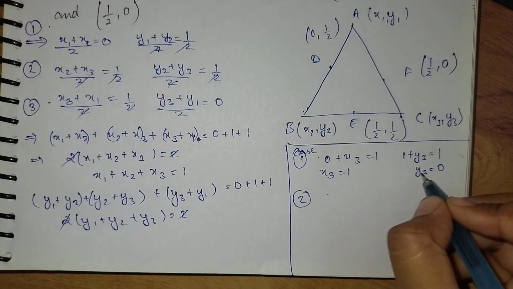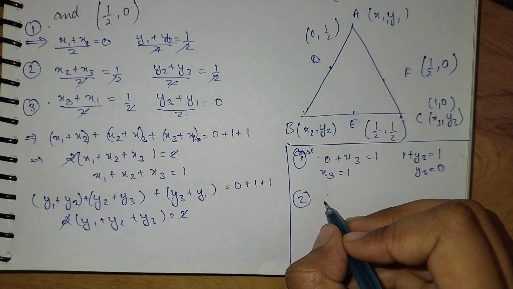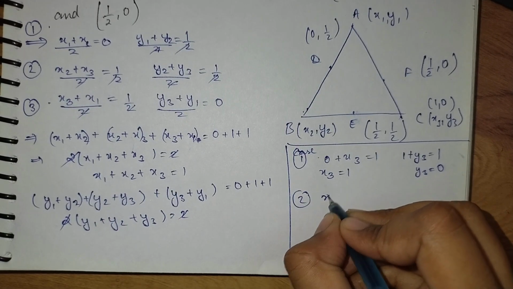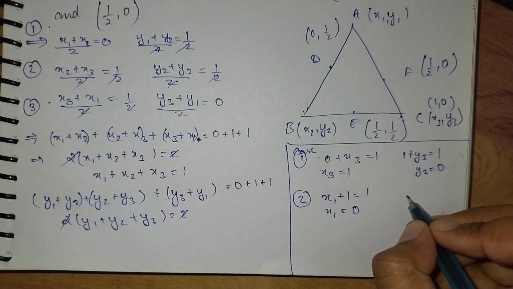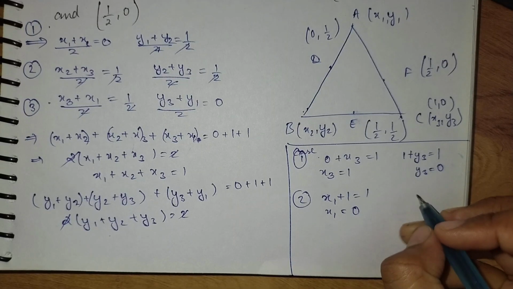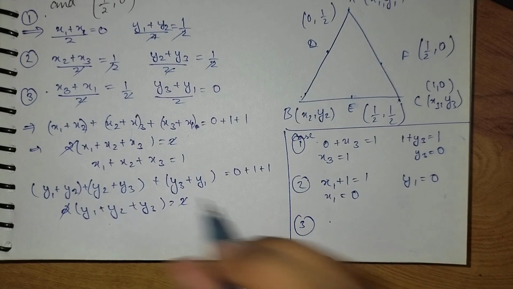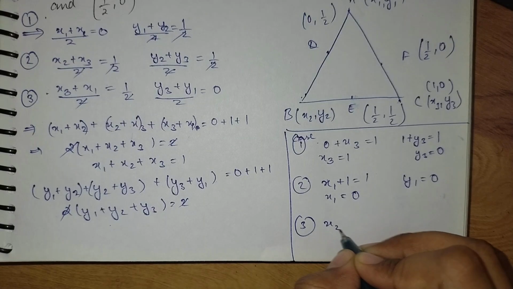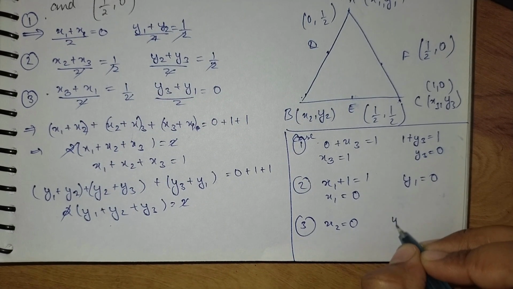Second case is this: we have found the coordinates of point C, which is 1 comma 0. And if we write the second case where x2 plus x3 is 1, if we put 1, x1 plus 1 equals 1, so x1 will become 0. And like this, y2 plus y3 will become 1, so 1 minus 1 will again be 0. So y1 is also 0. Third case: if we put x3 plus x1 equal to 1, that will make x2 equal to 0, and again y3 plus y1 equal to 0 gives y2 equal to 1.